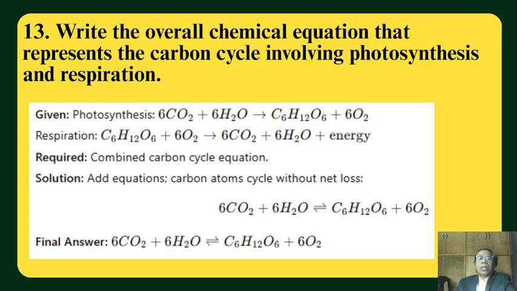So our solution, add the equations using the carbon atom cycle without net loss. So we have 6 moles of carbon dioxide and then 6 moles of water. You produce 1 mole of glucose and 6 moles of oxygen. So that is the final answer.